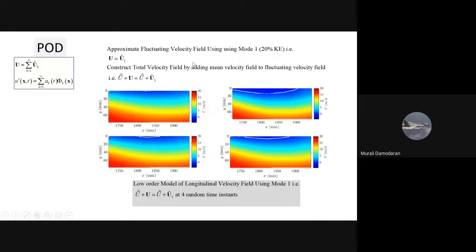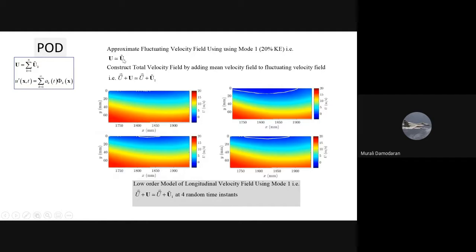So now you can also approximate the fluctuating velocity field using just mode 1, because that captures the highest. So I just represent the fluctuating velocity by mode 1. That makes my job a lot easier. And in order to make any sense, I have to add back my mean velocity, right? Because fluctuation contours alone are not enough.